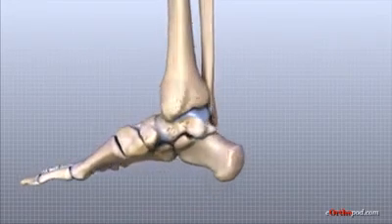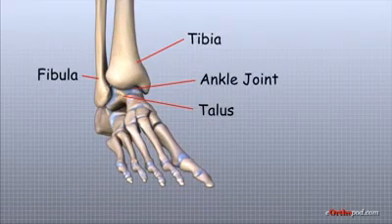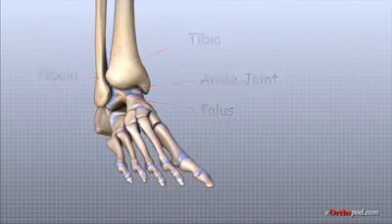So now you have a basic understanding of the important parts of the ankle. This information should help you better understand the conditions and injuries that affect the ankle and the treatment recommendations suggested by your healthcare provider.